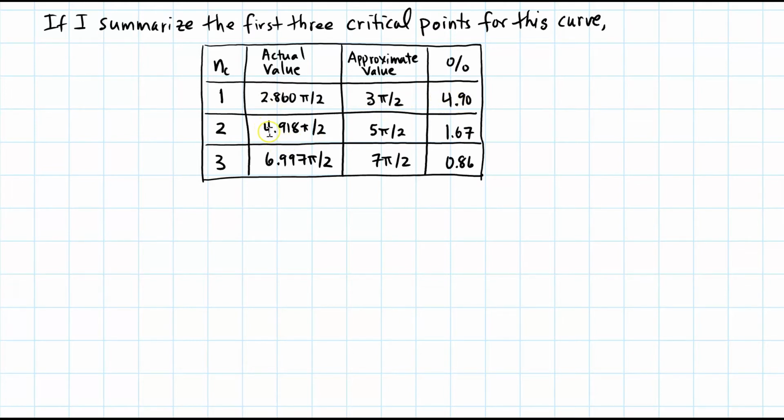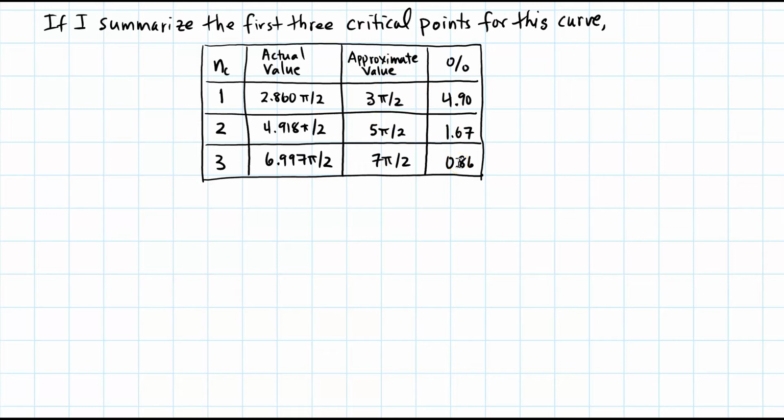And then I get 4.198 versus 5. That's a 1.67% difference. And then I have 6.997 compared to 7. That's a 0.86. When I get to the fourth, it's really tiny. So if we estimate the first three secondary maximas with this approximate value, we have this percent uncertainty.